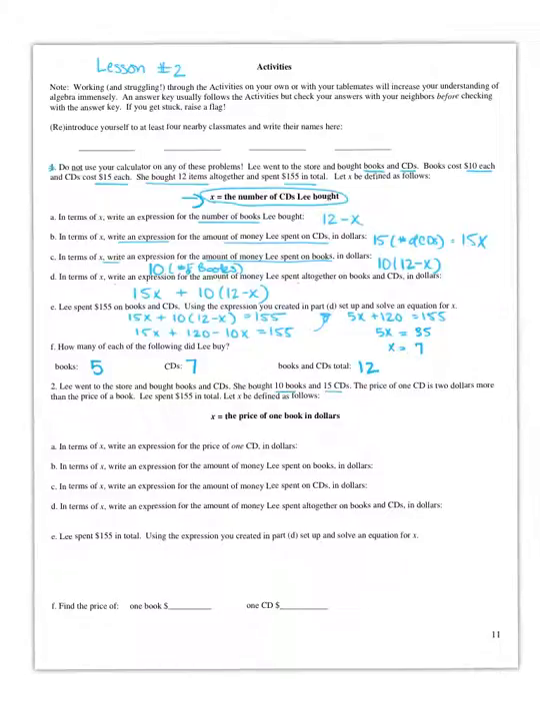Number 2. Lee went to the store and bought books and CDs. She bought 10 books and 15 CDs. The price of one CD is $2 more than the price of a book. Lee spent $155 in total. This time, X is equal to the price of a book.